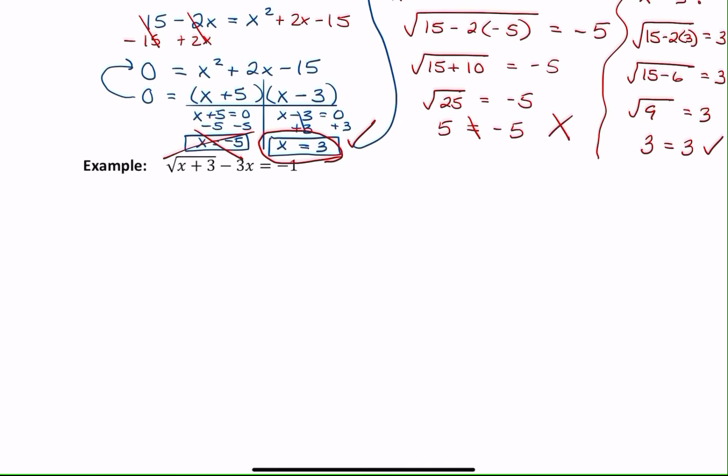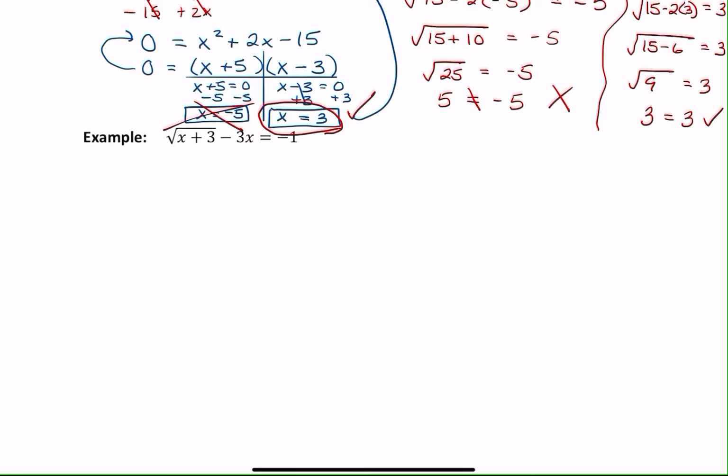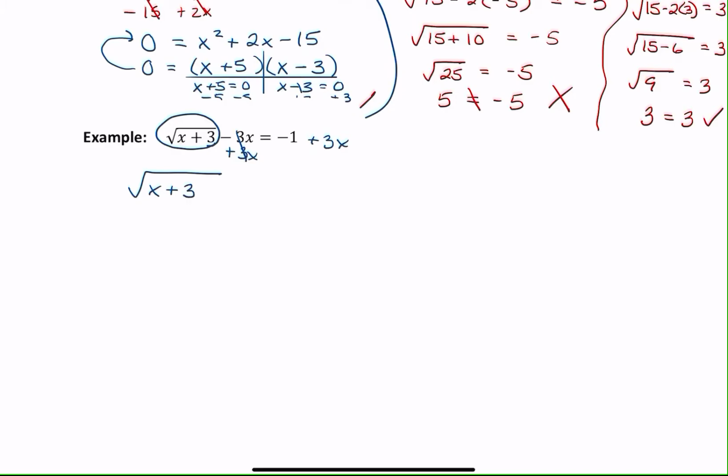Okay, we're going to use a similar method on this next example. Let me erase some of this so you can see it better. We've got the square root of x plus 3 minus 3x equals negative 1. Here, we do need to isolate the radical, get this by itself, so I'm going to add 3x to both sides. So that's going to give me the square root of x plus 3 equals, and I'm going to flip that around so I've got 3x minus 1. You don't have to do that, but it just puts it in order.